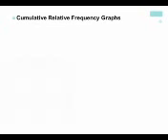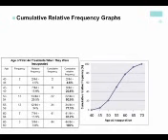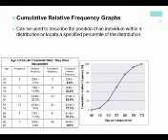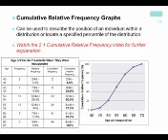Okay, so how do we make that graph? All right, so first of all, the graph can be used to describe the position of an individual within a distribution or locate a specific percentile. So we make the cumulative relative frequency graph to show the whole 100% so that we can find a percentile, because remember, a percentile is everything less than it.